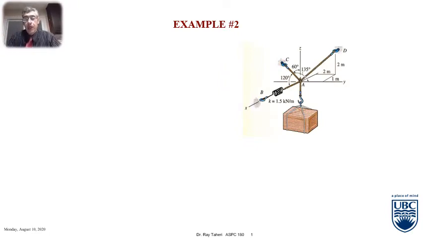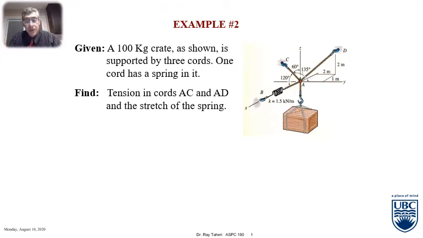Example number 2. We have a crate hanging from point A, and we have three ropes: AD, AC, and AB. The rope AB at the end is connected to a spring. The spring has a K constant of 1.5 kilonewton per meter. The question is asking to find the tension in ropes AC and AD as well as the stretch in the spring. The weight of the crate is 100 multiplied by 9.81 newton. The mass is 100 kilograms.